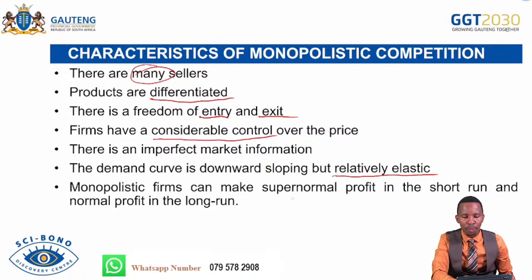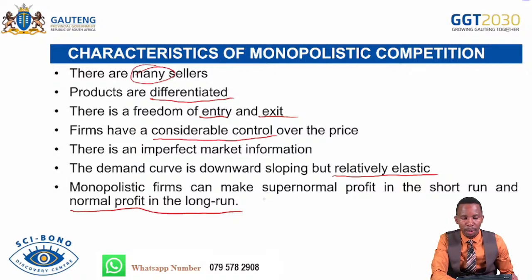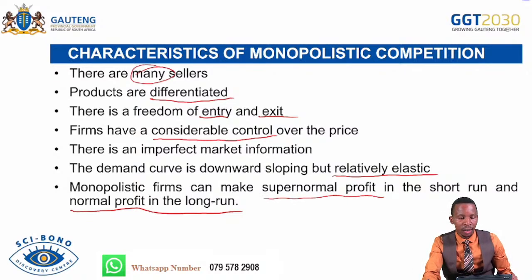Monopolistic firms can make supernormal profit in the short run or a normal profit in the long run. They can also make an economic loss in the short run. Those conditions will be explained later, based on cost and revenues. But it is believed that in the short run, the firm can make supernormal or economic profit, and in the long run, the firm makes what we call a normal profit. There is no collusion. Firms do not collude here. There is no interdependency like in the oligopoly.